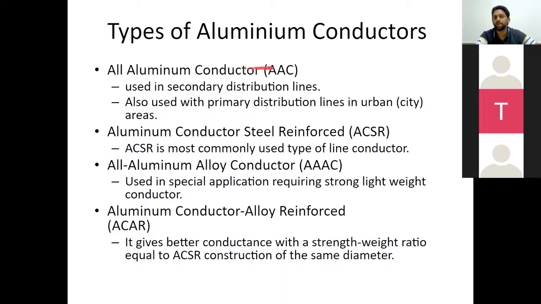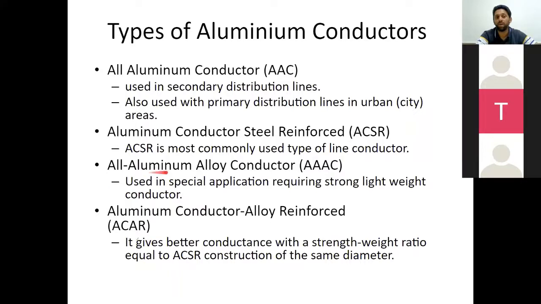One is all aluminum conductor. That means it is made fully of aluminum. It is normally used for secondary distribution, the last part, and also in primary distribution in some areas. Then one of the most commonly used, 90% of transmission lines, is aluminum conductor steel reinforced. It is made of aluminum, but inside that aluminum there will be some steel to increase strength. Inshallah, in the next slide we are going to study that.